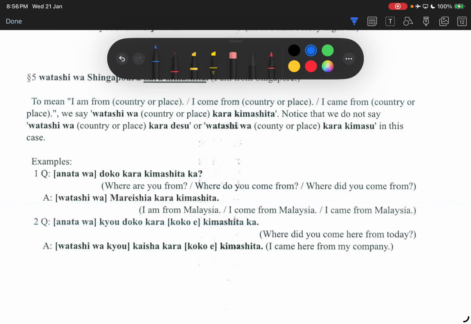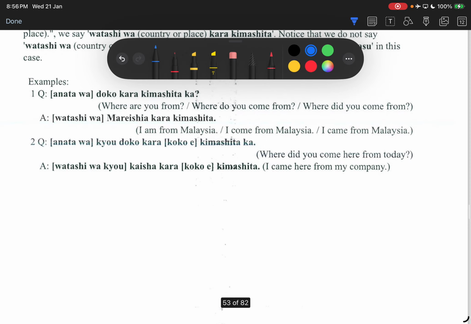Alright, so where do you come from? 1A says Malaysia から来ました. So, from Malaysia I came. Number 2, 今日どこから来ましたか? So 今日 is today, right? Today where from 来ました, came. か. That means, where did you come from today? Question mark. You just need to rephrase whatever you directly translate into an English sentence.